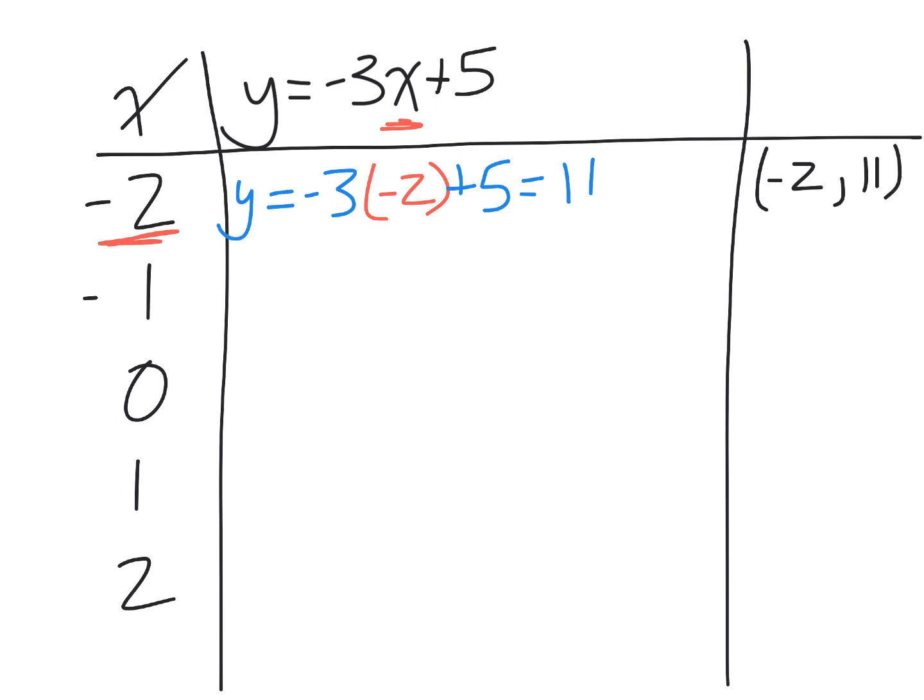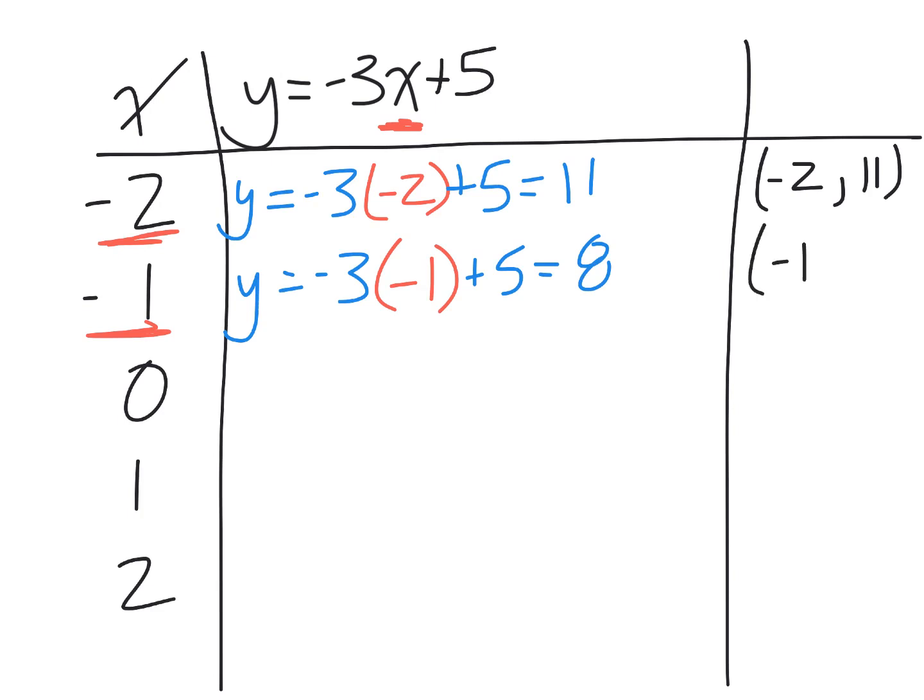I then continue to repeat, and I go -3. I'm going to again substitute in for my x value. My x value is -1, plus 5. -3 times -1 is +3. +3 plus 5 is 8. That means my next point is at -1, 8.